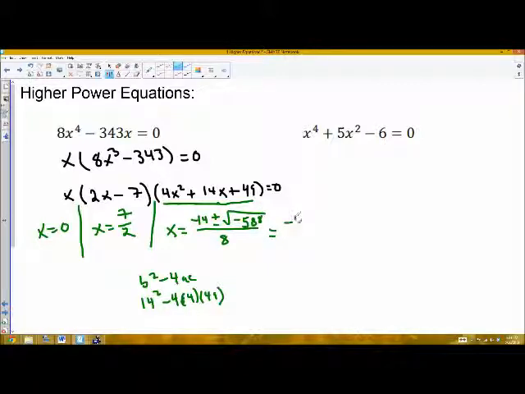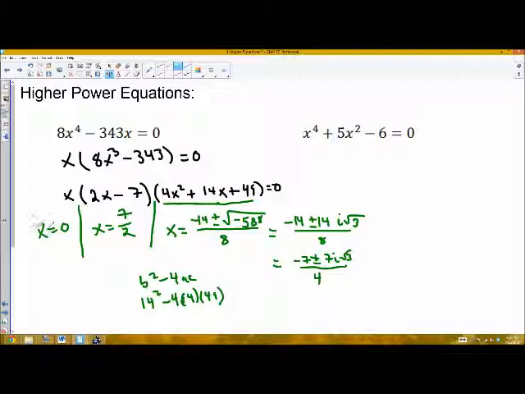So this will be negative 14 plus or minus. Notice that there's a negative here, so there will definitely be an i involved in the solution. And 14 squared is 196. This is 196 times 3, so it'll be 14i rad 3 all over 8. That has a common factor of 2. So this is negative 7 plus or minus 7i rad 3 divided by 4.